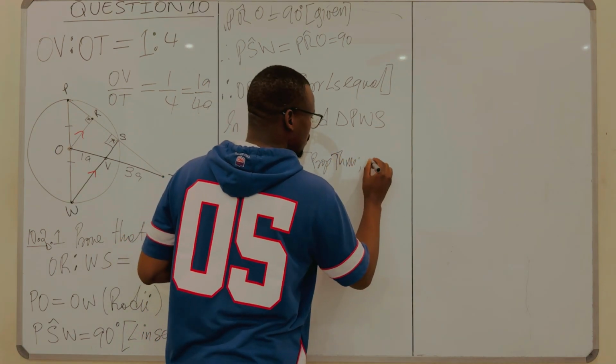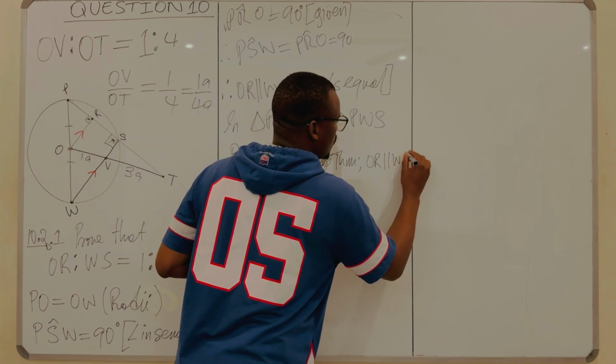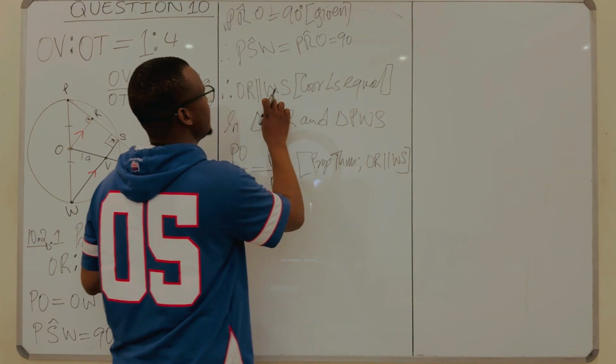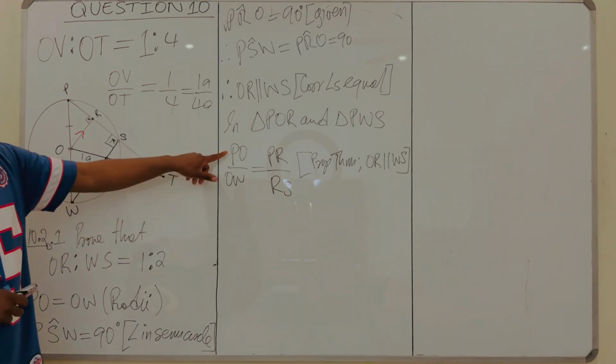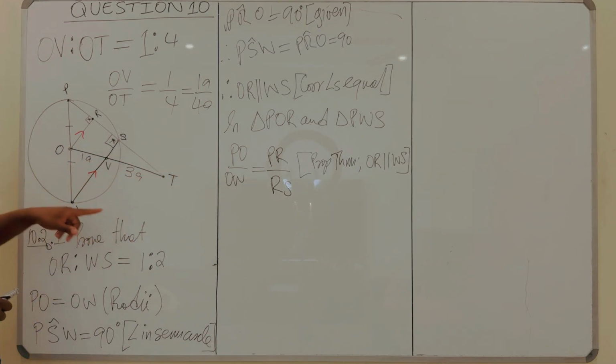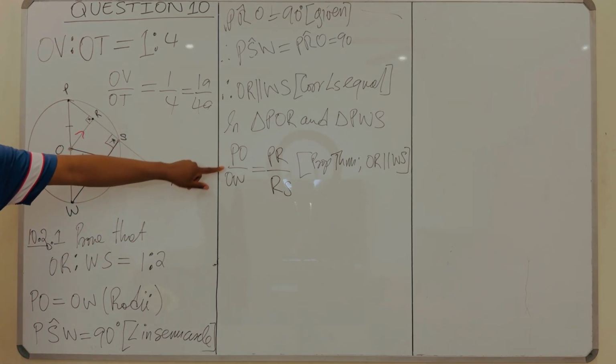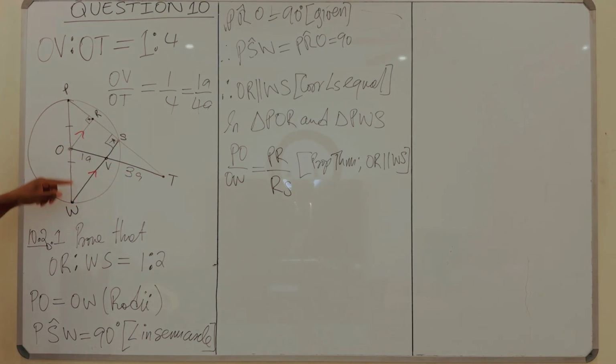Why do we use this? Because OR is parallel to WS, which we should just prove over here. So we can apply the proportionality theorem. But look, PO and OW, these two are equal. We also said that PO and OW are equal because these are radii.